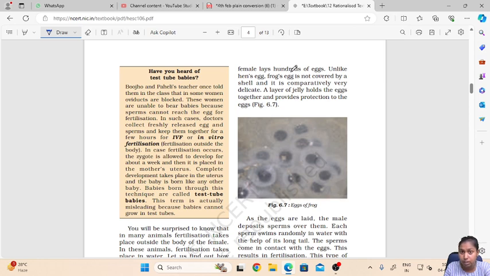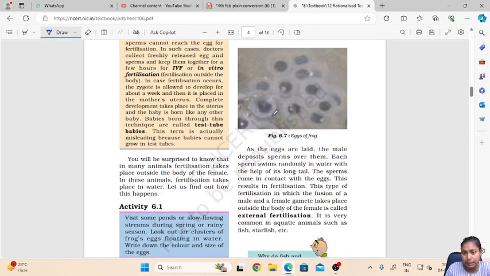Hundreds of eggs, unlike hens. Hens lay only one or two eggs, but female frogs lay hundreds of eggs which are covered in a jelly-like substance which provides protection to the eggs. Here you can see this is the egg and the white thing around it is the jelly which protects it. As the eggs are laid, the male deposits sperm over them.